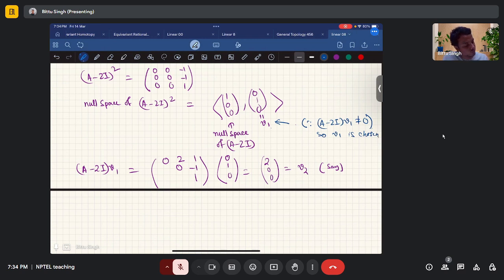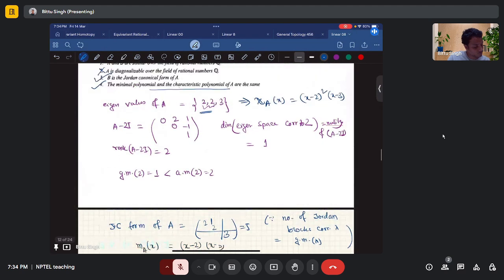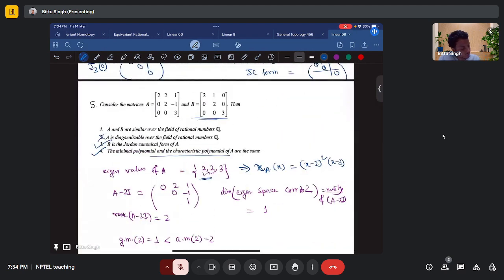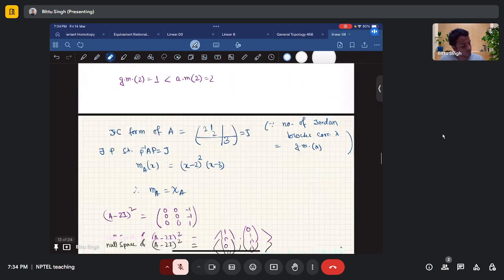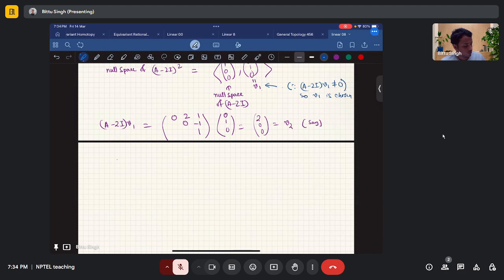Now corresponding to the other eigenvalue 3, we get something like this, right? Just subtracting, there exists some v3 such that A minus 3I times v3 equals 0. That is, v3 is the eigenvector for 3.